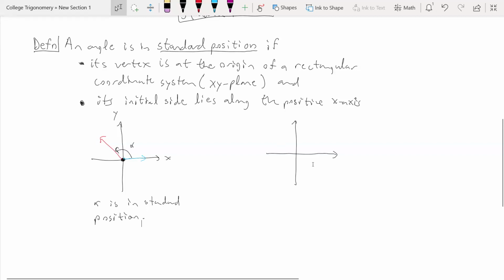Now I'm going to draw a different picture here. So still have the vertex at the origin. Still have the initial side on the positive x-axis, which means it's in standard position, right? Let's say the terminal side is in the same location over here. But now I'm going to rotate from the initial side to the terminal side this way. That's still in standard position. So alpha is in standard position still. But clearly they're different angles, right? One is rotating counterclockwise, the other one's rotating clockwise.